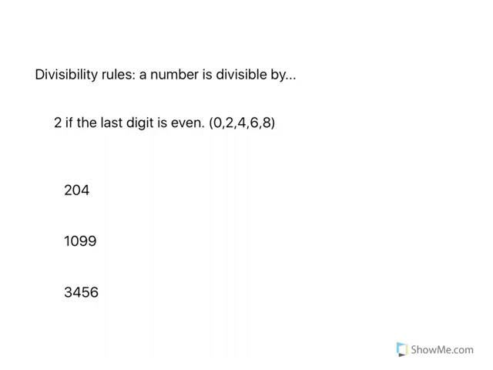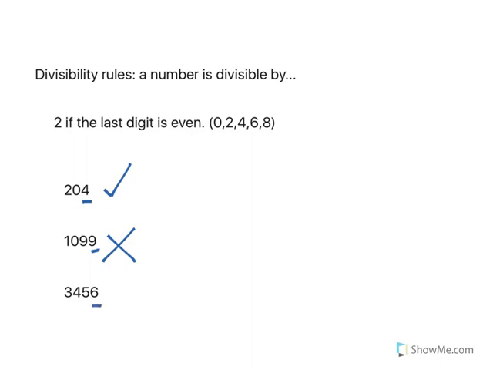All right, a number is divisible by 2 if the last digit is even, meaning is the last digit 0, 2, 4, 6, or 8. Okay, so we're going to see if these three numbers are divisible by 2. So the number 204, the last digit is a 4. That's an even number, so yes, that's divisible by 2, meaning I can divide 204 by 2, and I will not have a remainder. The number 1099, it ends in a 9. 9 is not even, so this is not divisible by 2.